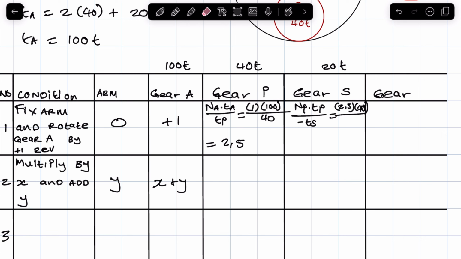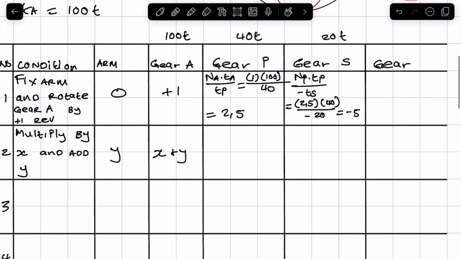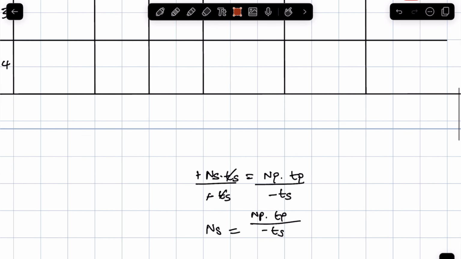Okay, I'm losing space here, so let's do this instead. This will be equal to 2,5 times TP, which is 40 over negative TS. TS being 20, so negative 20, right? Now if you punch this in your calculators, you're going to get negative 5, right? And that is our first condition complete.